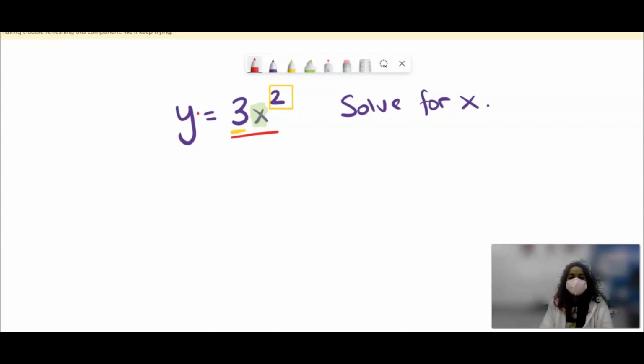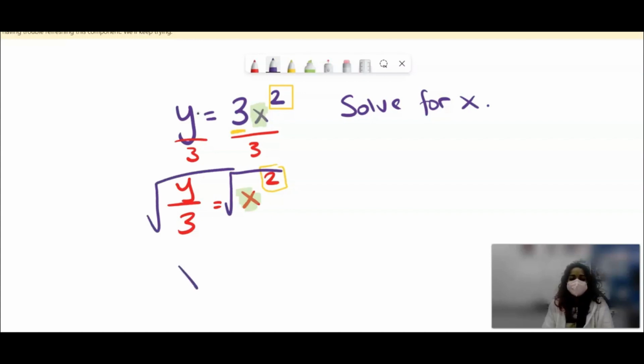So the first thing I'm going to do is divide both sides by 3. It's like reverse PEMDAS, right? You have to get rid of your addition and subtraction first, then your multiplication and division, then you get rid of your exponents, then you get rid of your parentheses. So y over 3 equals x squared. I still want my x, but I still have my squared. How do I get rid of my squared? I square root it. Thank you. And so I get x equals root y over 3.